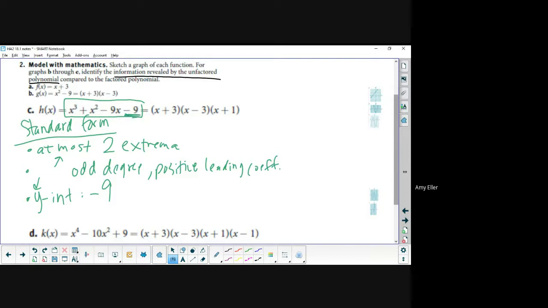It's always going to be your constant term for this reason. For y-intercepts, x is 0. If I plug a 0 in for x, I'm always going to get the constant term.